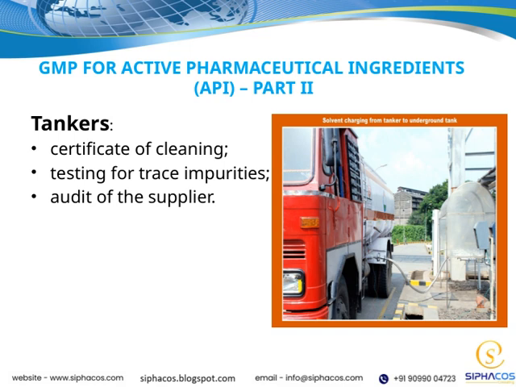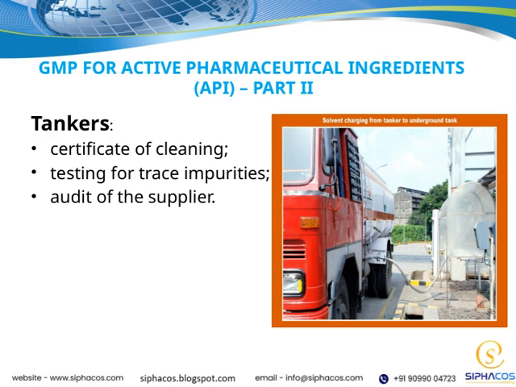First, ensuring a certificate of cleaning is crucial. This certificate verifies that the tanks have been properly cleaned and are free from residual contaminants, which is essential to maintain product purity. Next, testing for trace impurities is a vital step. Even tiny amounts of impurities can impact the quality and safety of the API, so rigorous testing helps us detect and control any unwanted substances before production continues. Finally, conducting an audit of the supplier ensures that they adhere to GMP standards and follow the proper procedures for cleaning and testing.